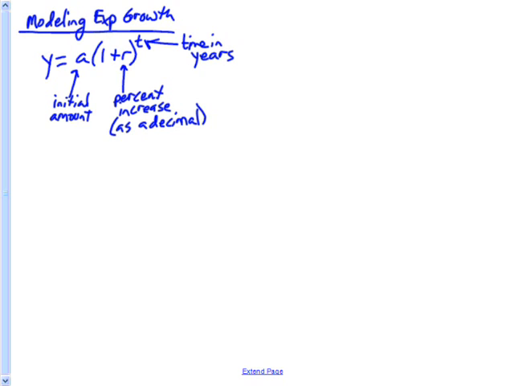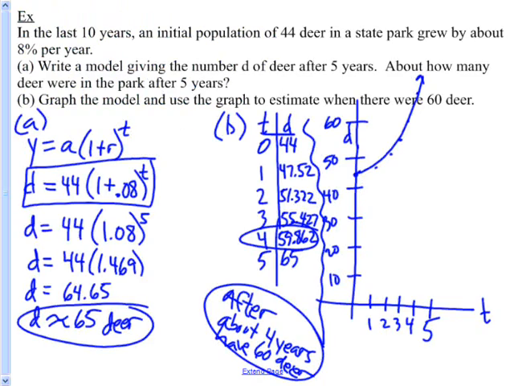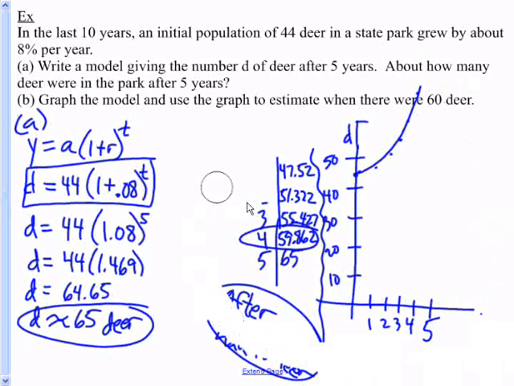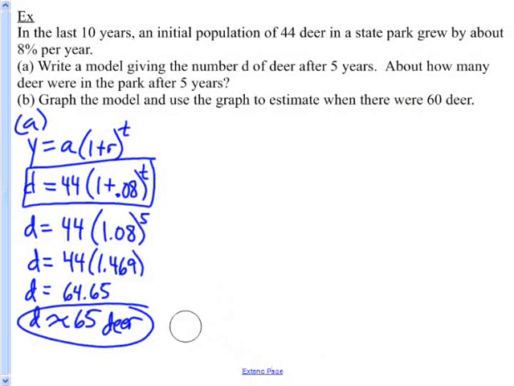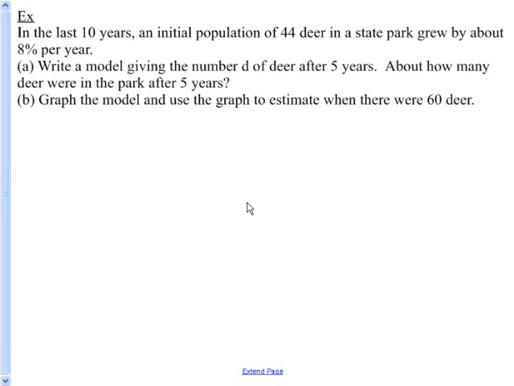Okay, and I got a little example here I typed up. Let's take a look at this one here. Sorry, it went through this once and it didn't work with the sound, so we'll try this again. In the last 10 years, an initial population of 44 deer in a state park grew by about 8% per year. So this thing grows. I actually gave you that to be y: A, the initial population, times 1 plus r, the percent increase, to the t.